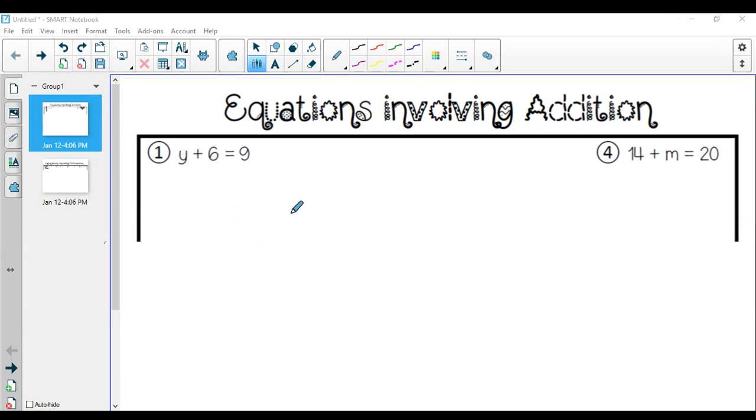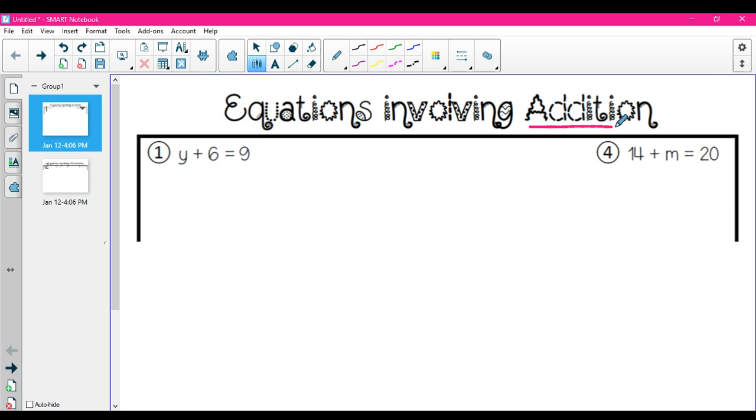Solving equations involving addition. To solve equations, you need to use inverse operations. When we are adding, the inverse of adding is subtracting. So every time we go to solve an addition equation, you will use subtraction as its inverse. The goal of solving equations is to isolate the variable. We want to get the variable by itself.